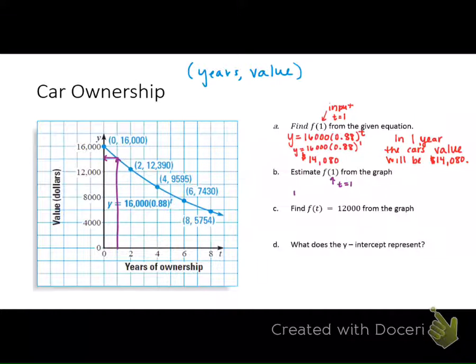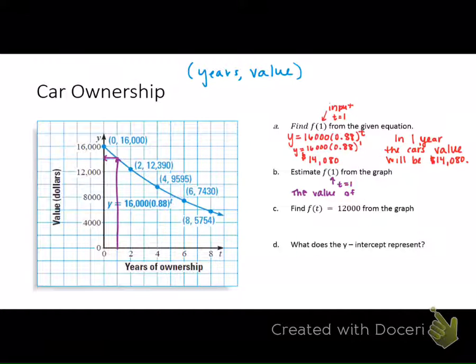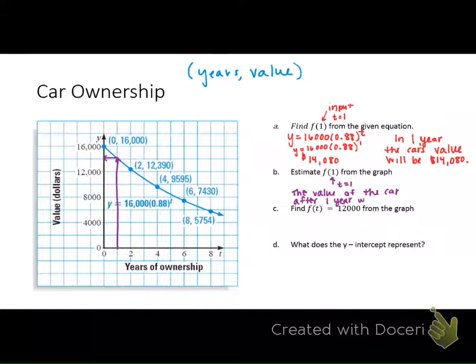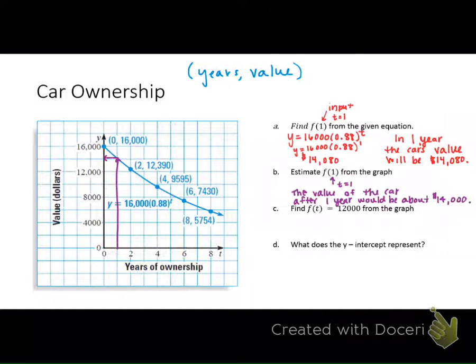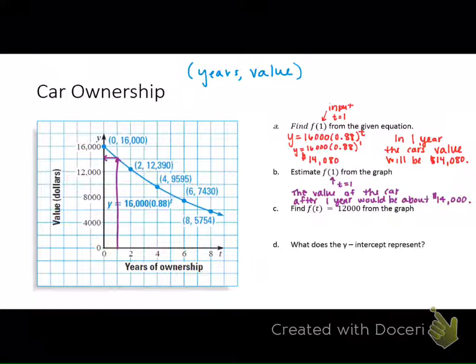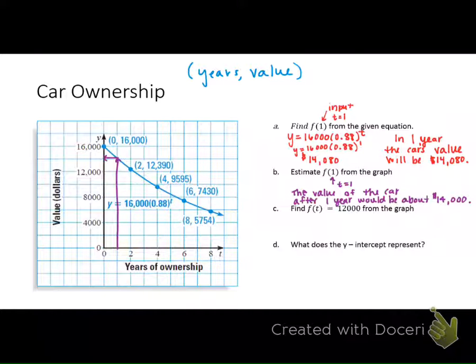So, from the graph, the value of the car after 1 year would be about $14,000. So notice the difference of how we wrote up the first one to the second one. The first one we didn't have to use the word about showing an estimation because we got an exact answer. We plugged it into an equation. That's what equations and algebra are good for. When you're doing things like an estimation from a graph, it's usually an estimation, so that's why we're using the word about.